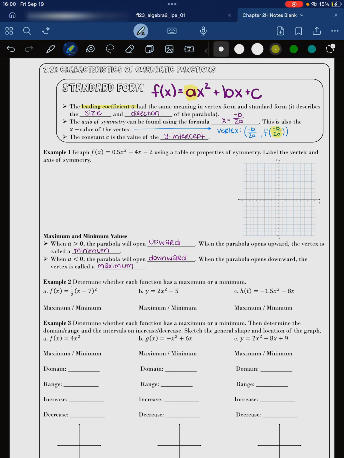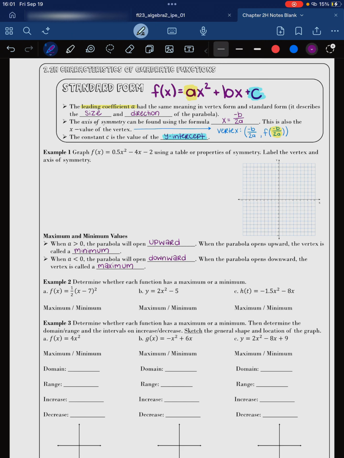Another super fast way to graph, and something that ACT loves testing you on, is knowing that the value c in standard form is going to be your y-intercept. So just another really important connection to make, because that'll make your life speedy and better.